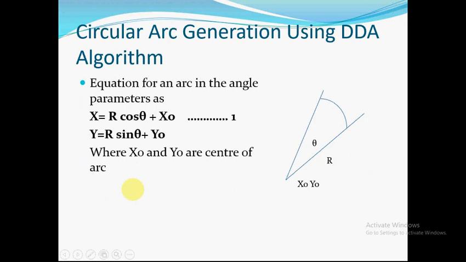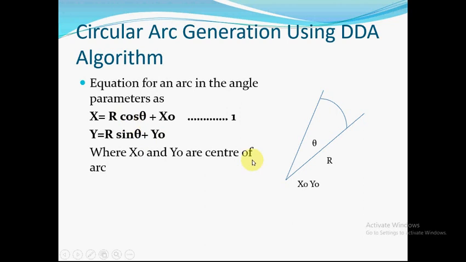First comes how you are going to generate a curve or an arc. A circular arc is one part of our circle, generated using DDA, which stands for digital differential analyzer algorithm. Suppose I have considered the center point x0, y0 and r as the radius. Now I am going to put the starting point and the ending point. The equation for an arc with the angle parameter is x = r cos theta + x0, y = r sin theta + y0.